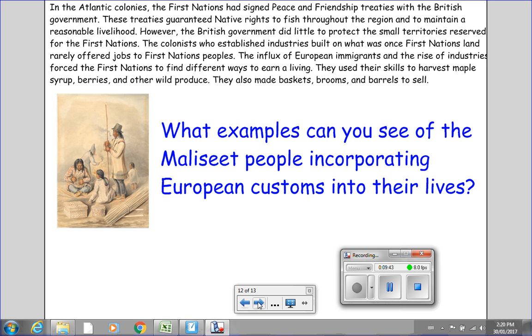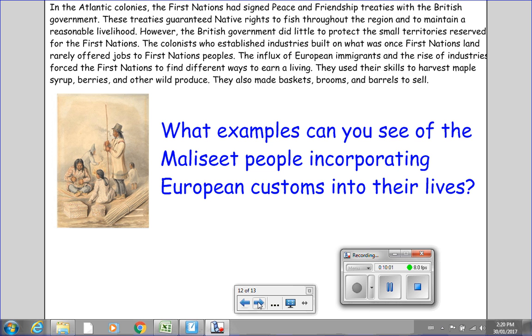The influx of European immigrants and the rise of industries forced the First Nations to find different ways to earn a living. They used their skills to harvest maple syrup, berries, and other wild produce. They also made baskets, brooms, and barrels to sell.